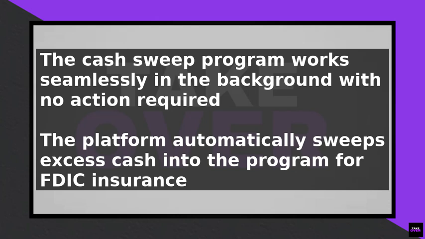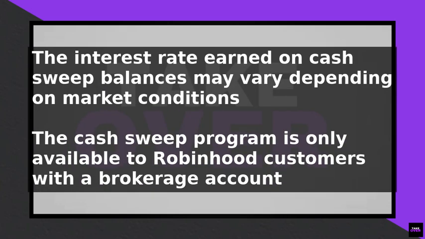Once you have cash in your Robinhood account, the platform will automatically sweep the excess cash into the program. For example, let's say you have $10,000 in your Robinhood account and you're not currently invested in any stocks or other securities. The cash sweep program will automatically transfer the $10,000 to a network of banks, where it will earn interest and be protected by FDIC insurance.